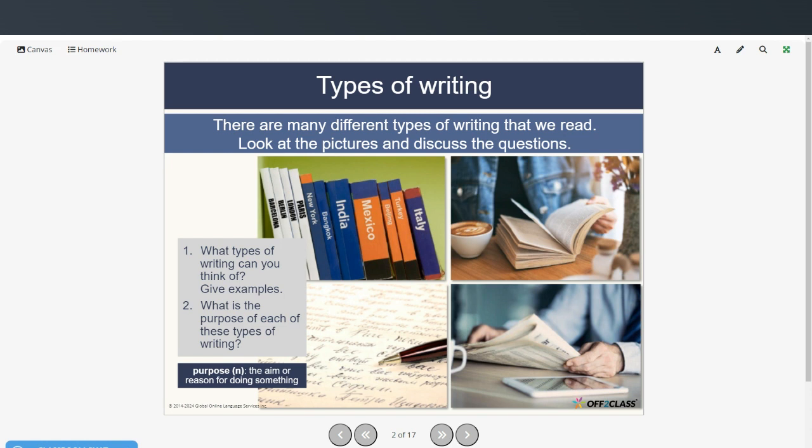Give some examples. So here it looks like we have some travel books. This is maybe some fiction. This looks like a letter, a newspaper. And what is the purpose of each of these types of writing? Well, the first is to give information about these different locations. This is to entertain. This is to communicate with someone, and this is to inform people about the news.